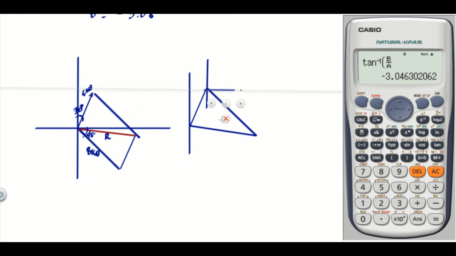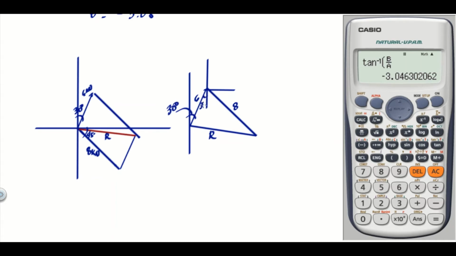Yan. Okay. Para saan yung line na yan? Wala lang. Okay, so ito yung 6 kilonewton. Yan, 6. Ito naman yung 8. Ito naman yung R. Okay? So ito 30 degrees. Yan, 30 degrees yan. So kung 30 degrees yan, ito 30 din.